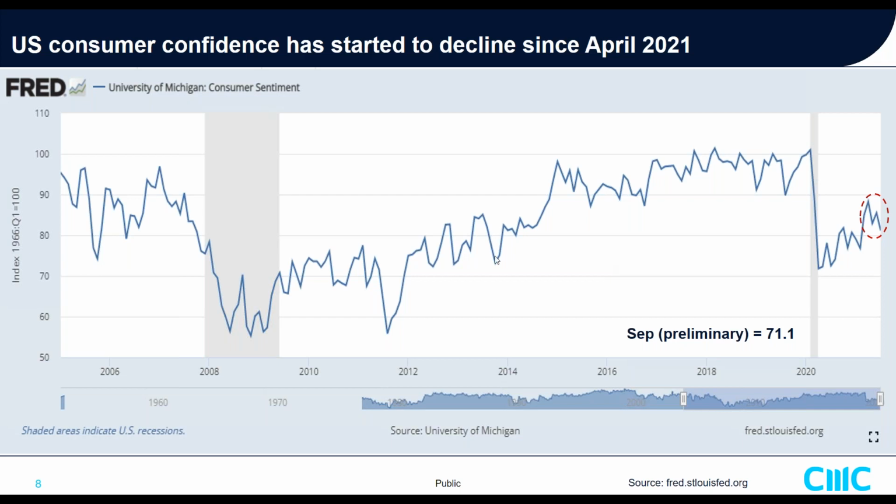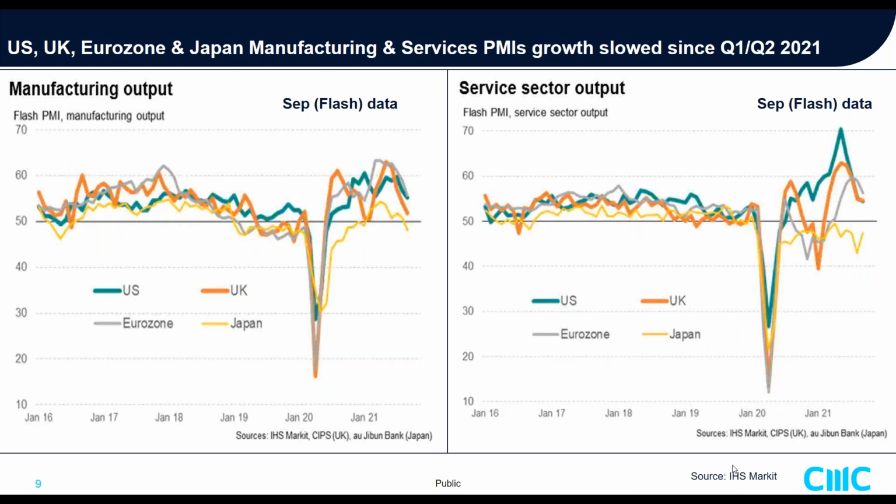Now, another one: we're talking about corporations already. Corporations we break down into two different kinds of business: one in manufacturing, one in services. Services, we're talking about IT and all these. Manufacturing, we're talking about industrials. So we take a look at the big four developed nations that contribute the most significant global GDP growth: US, UK, Eurozone, and Japan. This is from IHS Markit, their latest September flash data. So I'll take a look at manufacturing first.